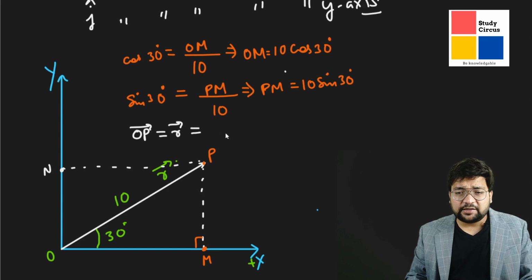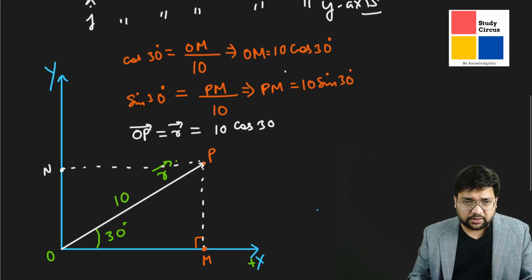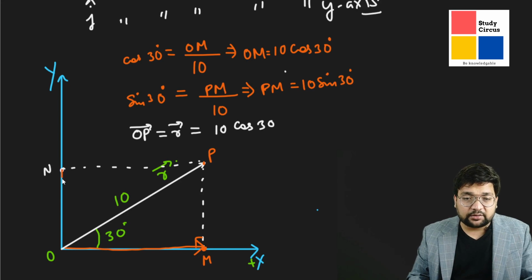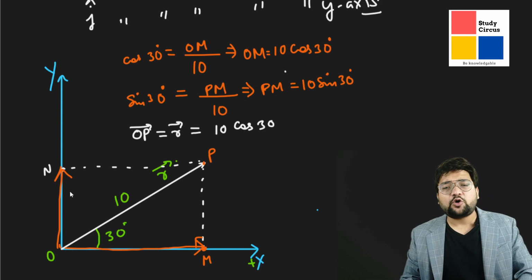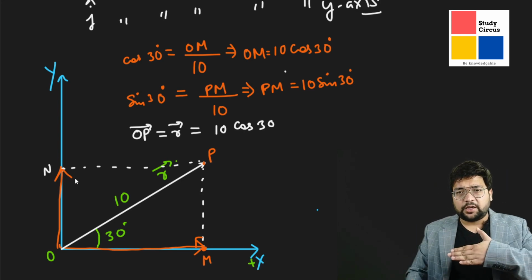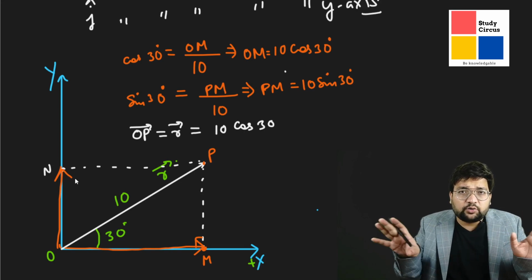That totally defines the vector. So I'll write this is 10 cos 30, this vector actually. I just told you how this vector is the x component of vector OP, and this vector is the y component. So basically you are resolving the OP vector into OM and ON. You have totally broken it down into its components.